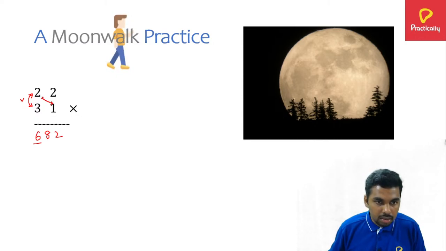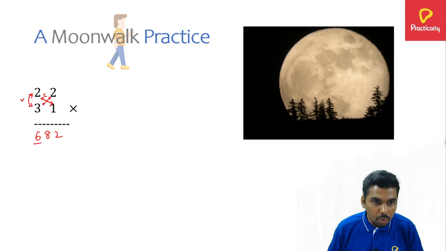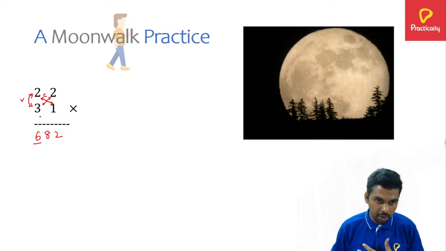Now the second is crisscross. I'll write the letter C here to indicate it is crisscross: 2 multiplied by 1 plus 2 multiplied by 3. So 2 multiplied by 1, the answer is 2. If you are not able to register that in the mind, what you can do is come back to the paper where you have initially written the problem.